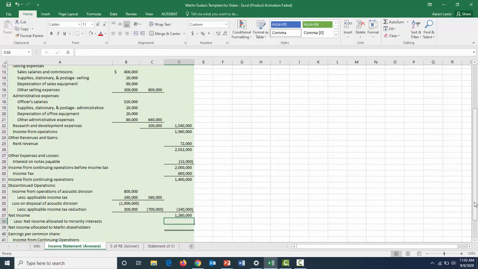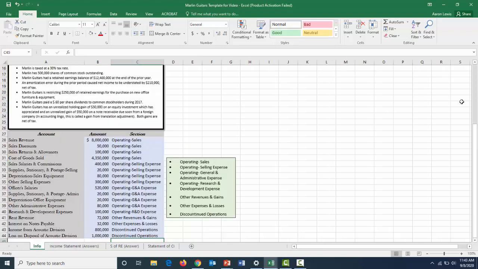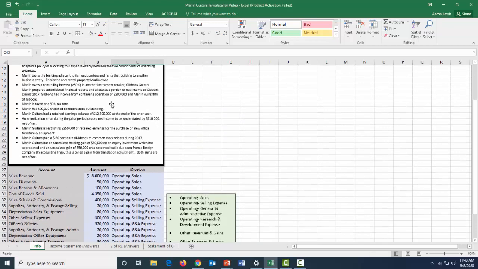So that is the net income of our company. But we got a catch in here. Not all of that income is entitled to our shareholders. Why? Because in our information, we've got a non-controlling or minority interest. Where is that? It's right up here. It says Marlin owns a controlling interest, which is greater than 50%, in another instrument retailer.